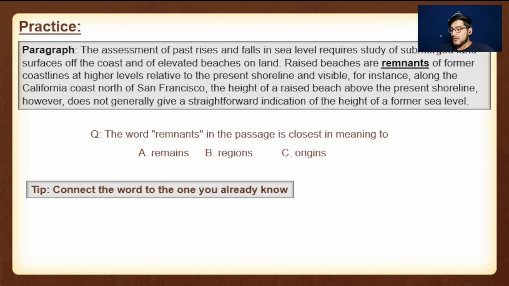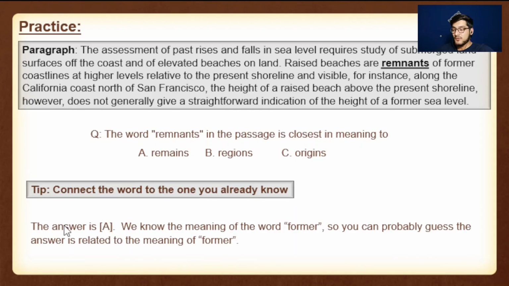The only option that we have left here is remains. The beaches that exist right now are the remains of the beaches that existed in the past. The correct form of the tenses here just helps us to figure out which option is the correct one. Option A is the answer. We know the meaning of the word former, so you can probably guess the answer is related to the meaning of former. The origins are from the past tense, yes, but they are not present.